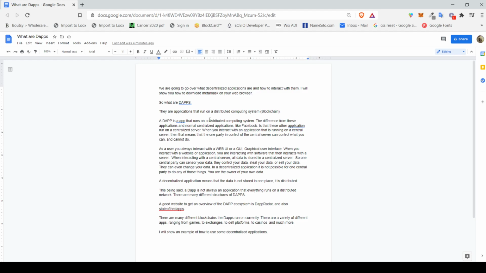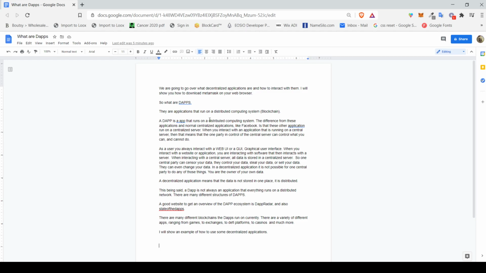As a user, you always interact with a web UI or a GUI, graphical user interface, when you interact with a website or application. You are interacting with software that then interacts with the server. When interacting with the central server, all data is stored in a centralized server. So one central party can censor your data, control your data, steal your data, or sell your data. They can even change your data.